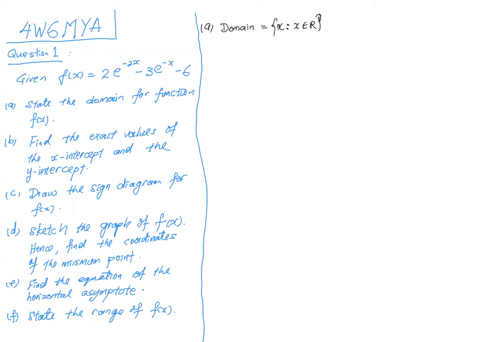So part B, we are going to find the exact value of the x-intercept. So what should we do if we want to find the x-intercept? Yes, f(x) equal to 0. Okay, f(x) equal to 0. This is my f(x), correct? Okay, equal to 0. Then how am I going to solve this? How many of you know how to solve this?